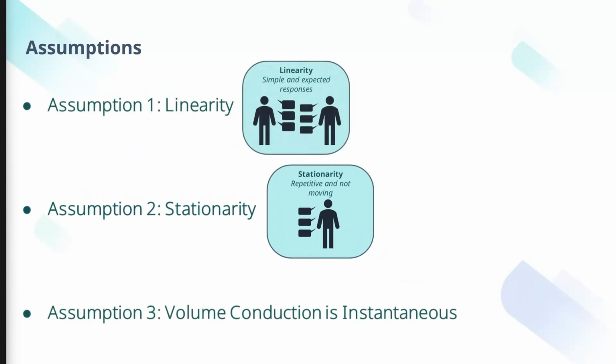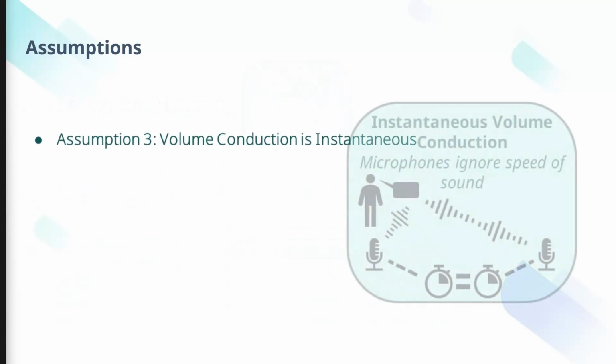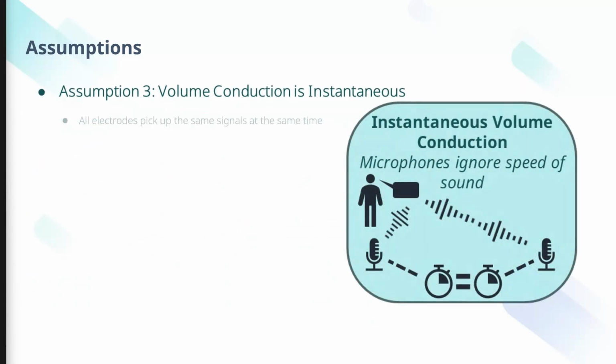So that's assumption 2, and assumption 3 is that volume conduction is instantaneous. So this one's a little more complex, but basically we're just saying that all electrodes are picking up the same signals at the same time, regardless of how far away they are from the source. So with our little conversation metaphor, we're saying these microphones ignore the speed of sound. Even though you might have one on one side of the room, one on the opposite, we're going to assume that if you're hearing one person, they're going to be perfectly in sync with each other.